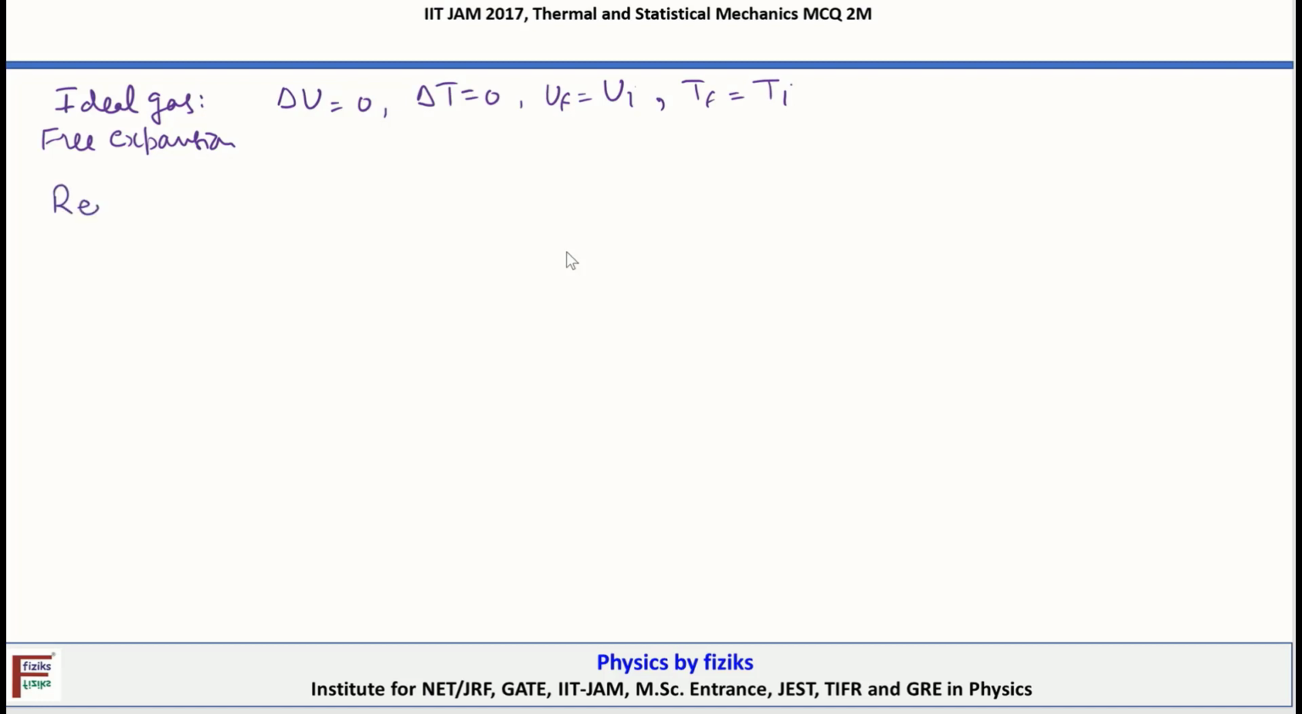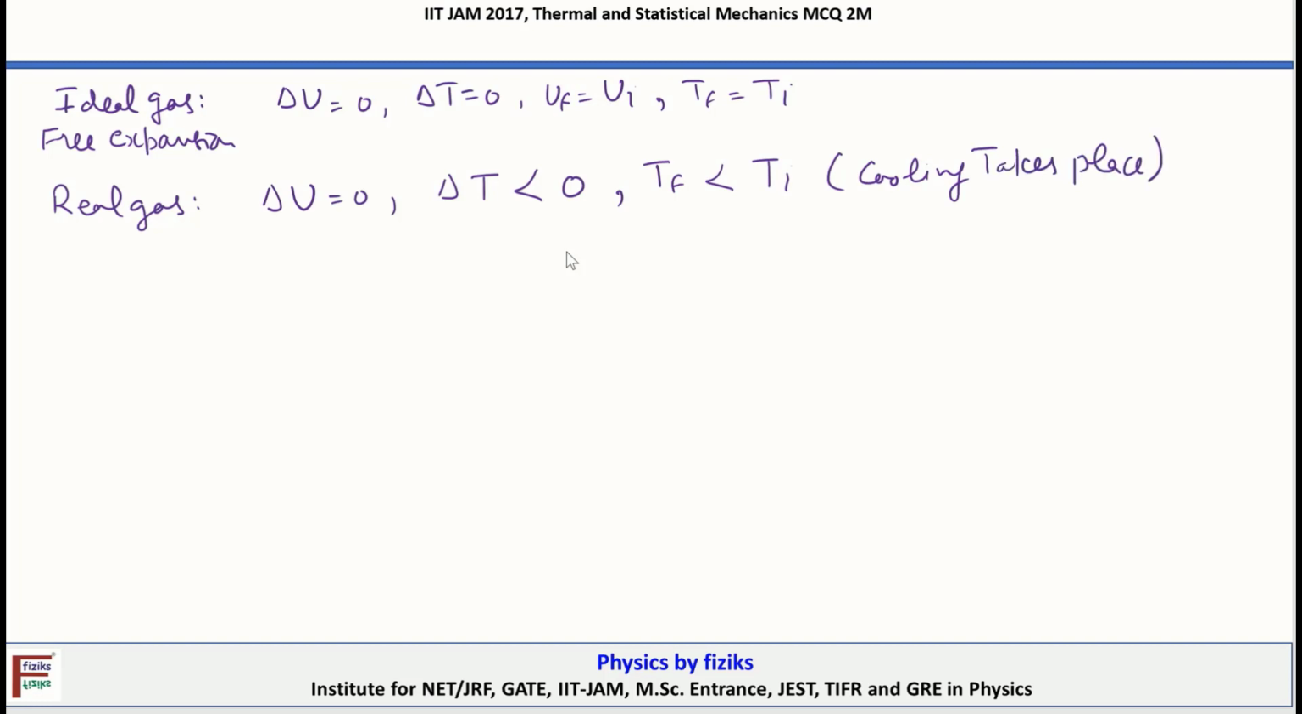Whereas for the real gas, the net internal energy change delta U is equal to 0. There is no change in the net internal energy. But delta T is less than 0, or you can say T final is smaller than T initial. So that means cooling takes place. Here delta U is 0, so that means the total internal energy is fixed in the case of real gas also.